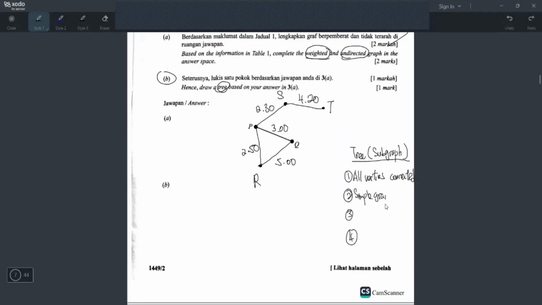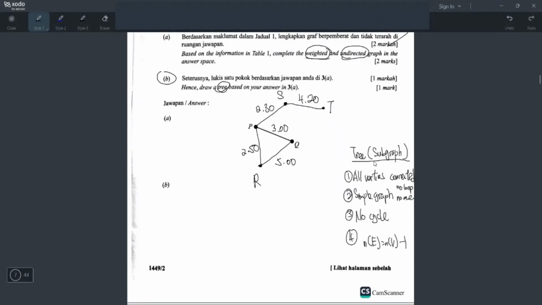Simple graph means no loops, no multiple edges, right? So no loop, no multiple edges, right? The next one is it has to have no cycle, cannot have any cycle. And the last characteristic is the number of edges is always equal to NV minus 1, right?